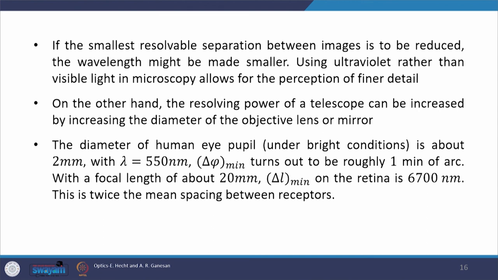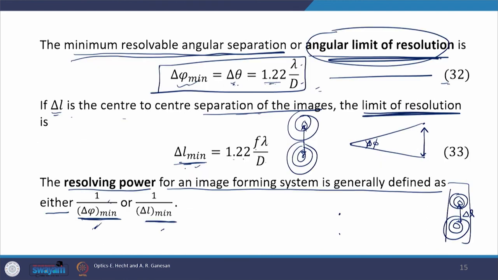Now there are a few takeaways from this lecture. If the smallest resolvable separation between images is to be reduced, the wavelength might be made smaller. Because from equations 32 and 33, this is the minimum resolvable angular limit and delta L min is the limit of resolution in the linear domain. In both equations, lambda is in the numerator and D is in the denominator. Now, if you want to increase the limit of resolution, you will have to either increase lambda or decrease capital D. This is what is being said here.